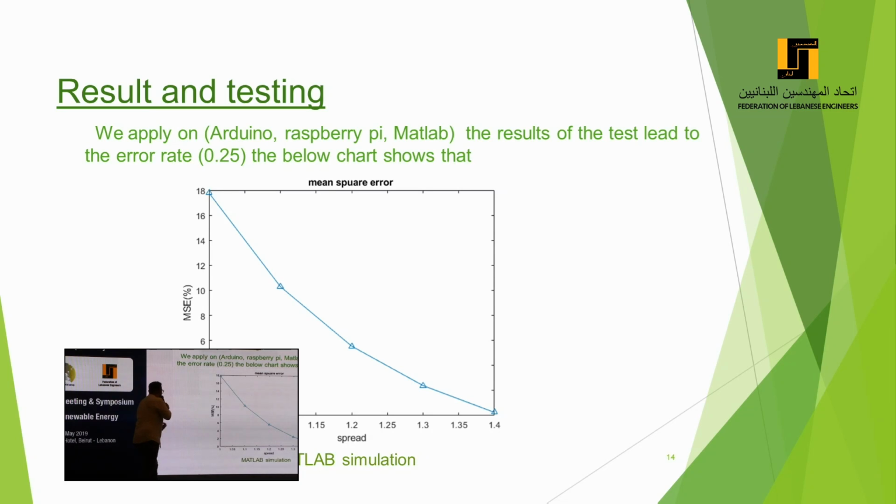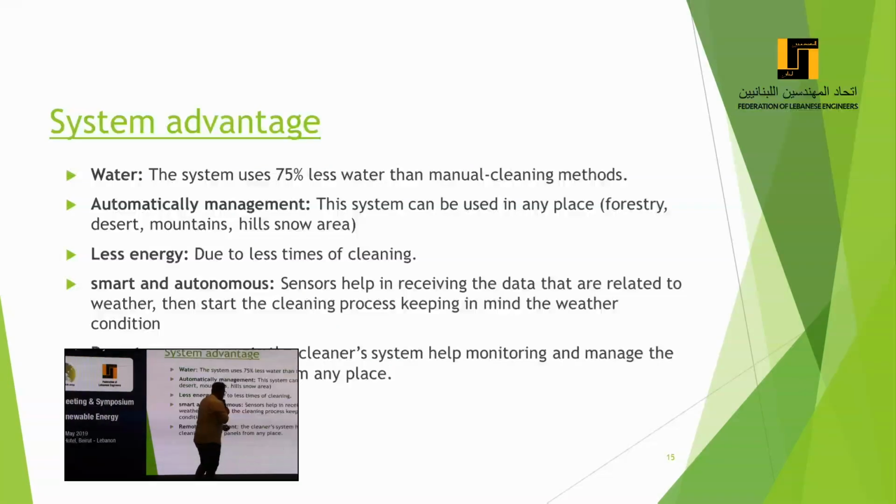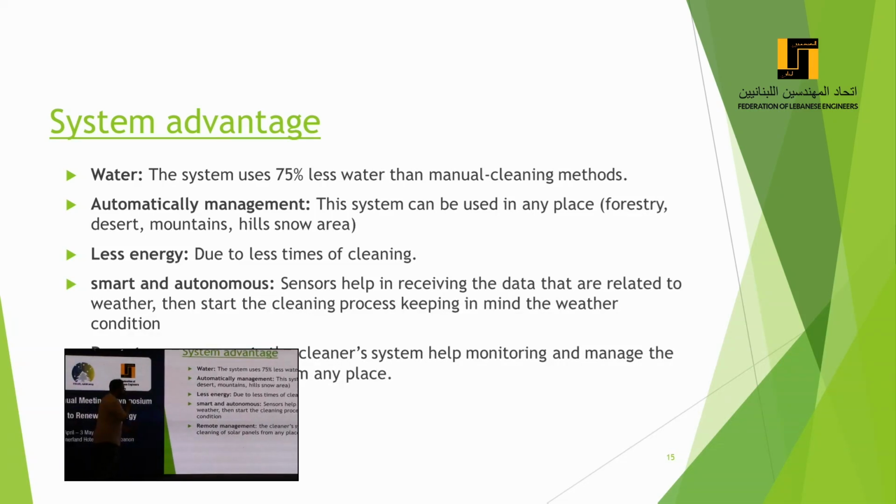For this test, we apply the system on Arduino or Raspberry Pi and test it in MATLAB. The result has an error of 0.25. The chart shows the similarity in MATLAB. The advantages of this system are that we use less water, automatic management, less energy, and it is smart with remote management.